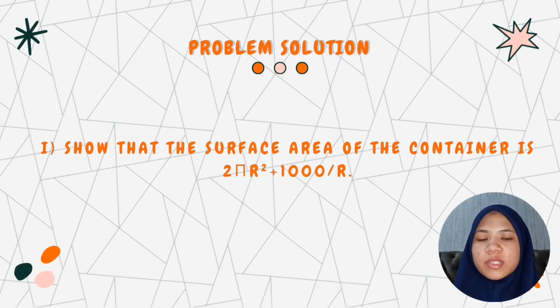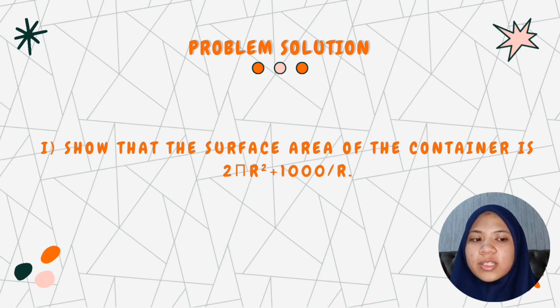Moving on to the problem solution section. The first question requires us to show that the surface area of the container is equal to 2 pi r squared plus 1000 over r. In the previous statement, it is already stated that the container is cylinder shaped and the volume is equal to 500. There were 2 formulas given, which were volume equals pi r squared h and surface area equals 2 pi r squared plus 2 pi r h. So how are these 2 surface area formulas the same?